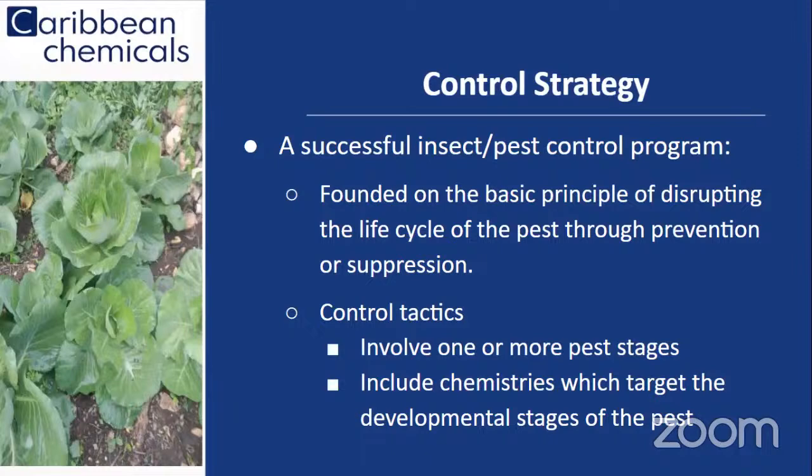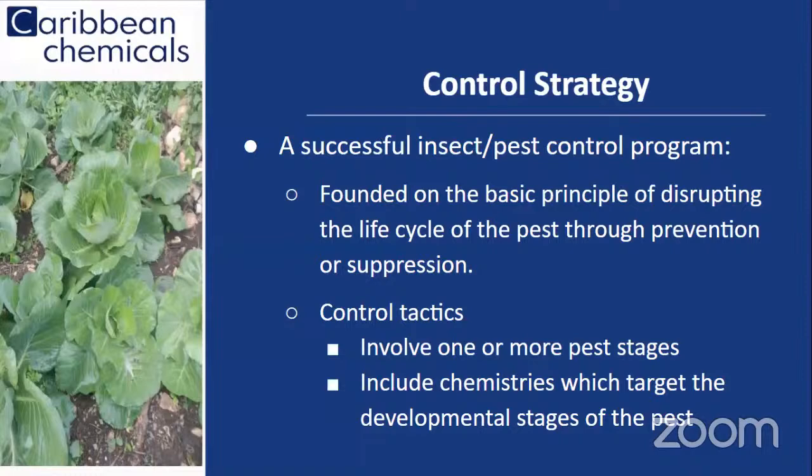Control strategy. This is a successful insect pest control program, and this aims to disrupt the life cycle and suppress and prevent insect infestation in your field. Because as we all know, insects can cause economical damage to our crop, and we are in farming for our business. And if we are not making a profit, we are losing. And if we are losing, we're going to stop farming, and we don't want that. As we say, let's grow, and we want to grow with you. So let us grow together.